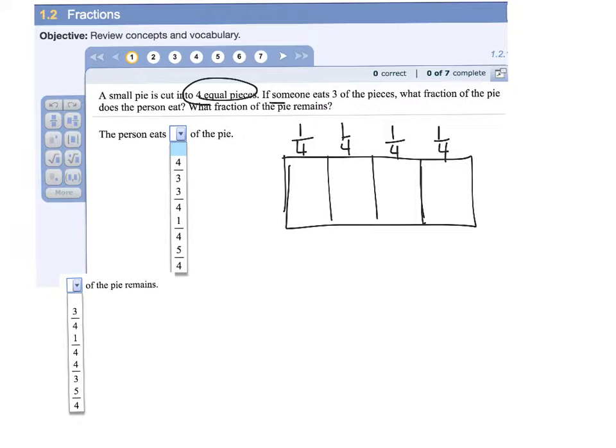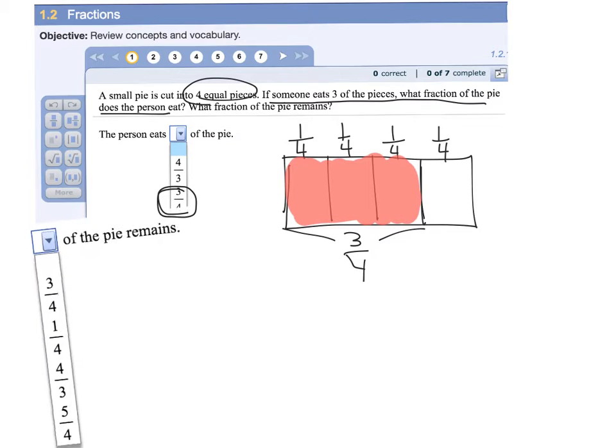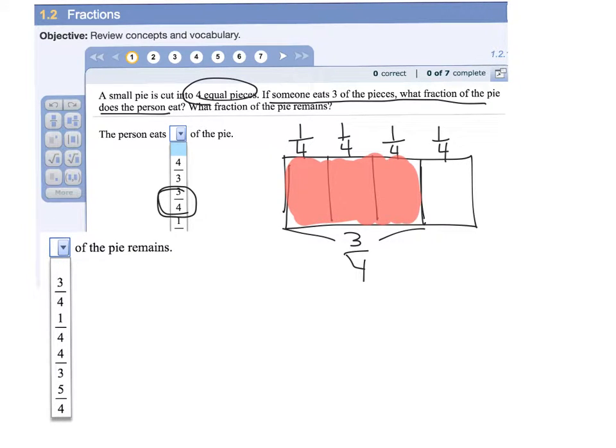Now, if someone eats 3 of those pieces, what fraction does that person eat? So if somebody eats 1, 2, 3 of them, that means that person has eaten 3/4 of the pie. And so that would be this answer right here. And then the second part was what part of the pie remains. And that would be this part right here. And so that part would be 1/4. So that's 1/4 that remains.